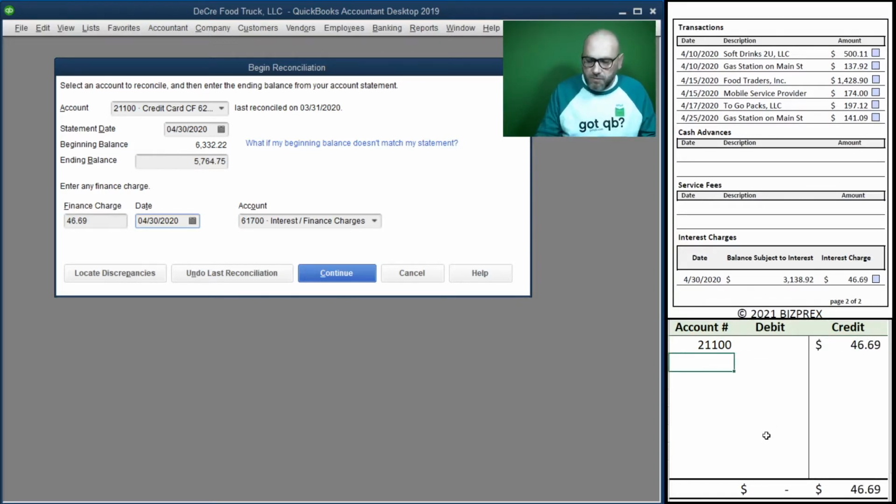What else is happening? Our interest expense is going up. And interest expenses go up when they're debited, right? So here it is. We're debiting 61,700 right here, and we're crediting our credit card account 21,100 right here. Right, so once we click continue, it will be in there. Just again, I love QuickBooks. I love how user-friendly they are, but it's very important to understand the debits and credits behind each interface. All right, so here we are. We're going to click continue.